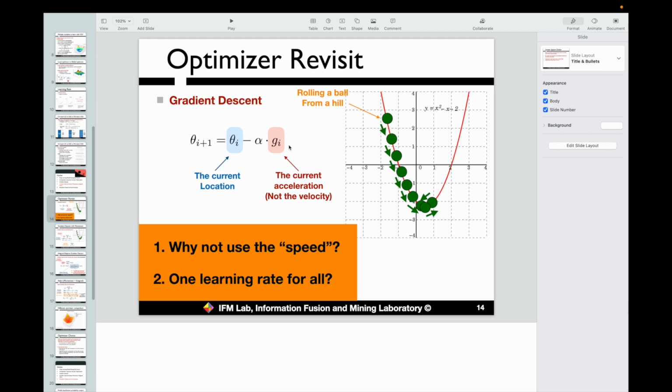Then we have two questions in our mind. Why are we updating the location of the variable according to the acceleration instead of the speed or the velocity? Why not use the speed to update these variables? Also, why do we have to use one single learning rate for all the variables? Can we assign different learning rates for different variables, because different variables will have different gradients in their directions? These are the two main questions, and they are also the main motivation to propose new algorithms to improve the gradient descent updating equation shown here.